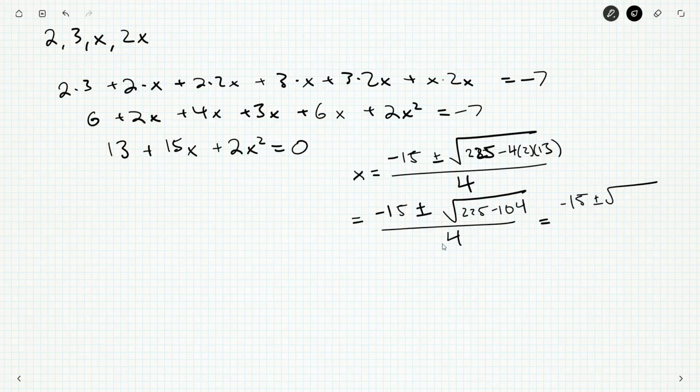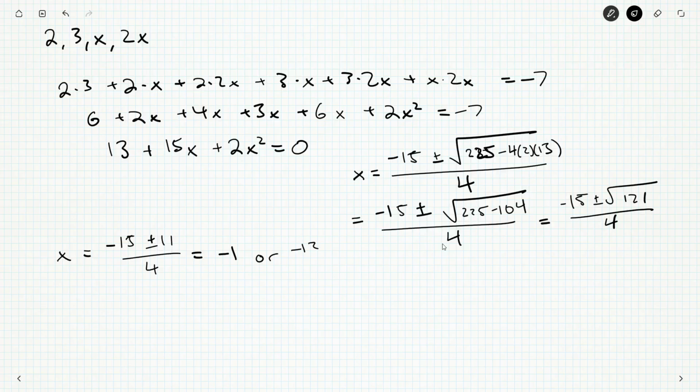And then subtract off the 100, we get 125. Subtract off the 4, we get 121. So x is negative 15 plus or minus 11 over 4. So that's negative 4 over 4, so negative 1, or negative 26 over 4, so negative 13 over 2. Okay, I don't feel so bad that it didn't exactly multiply out, but if you're really good at factoring, and some of you out there might be, you'll get 13 plus 2x, and then 1 plus x.